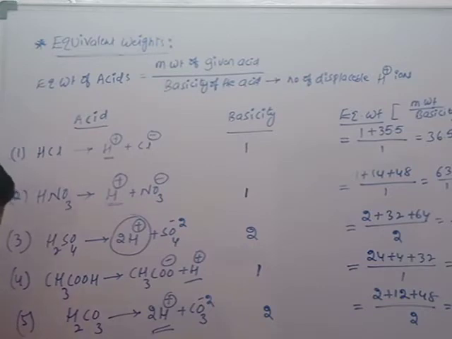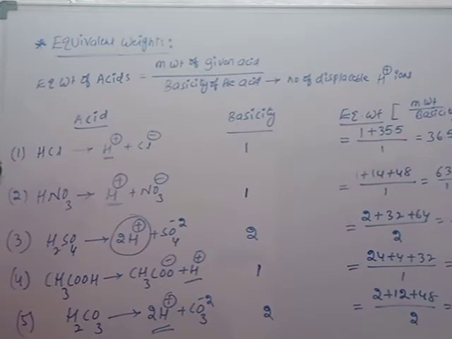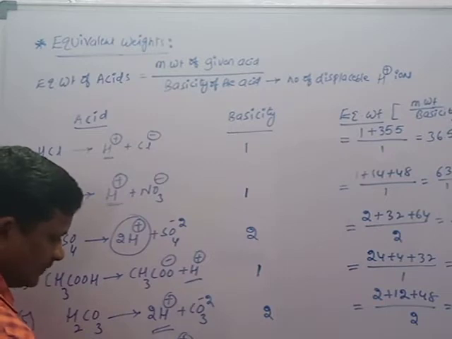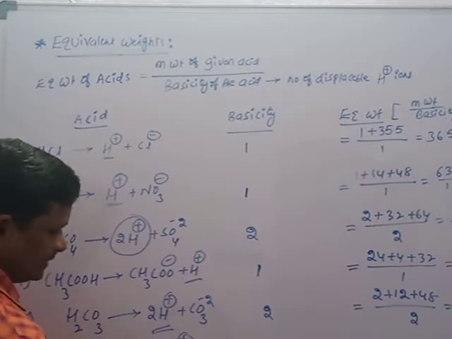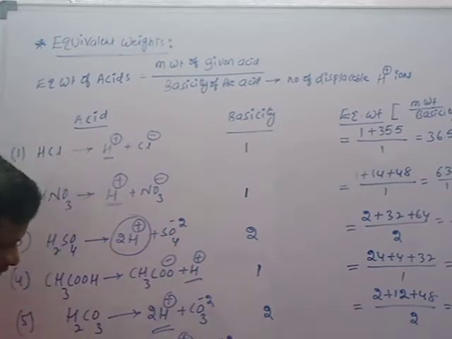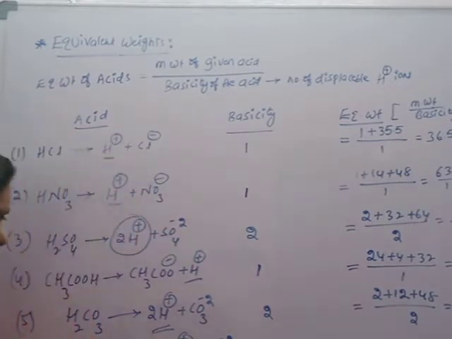Now, for example, the sixth compound is H3PO3. It is an exceptional example. H3PO3 is phosphorous acid. Actually 3 hydrogens are present, but of the 3 hydrogens only 2 hydrogens are displaced. So then it is ionized into 2H plus and HPO3 minus 2. So now the number of displaceable hydrogens is 2. So the basicity of the acid is 2.